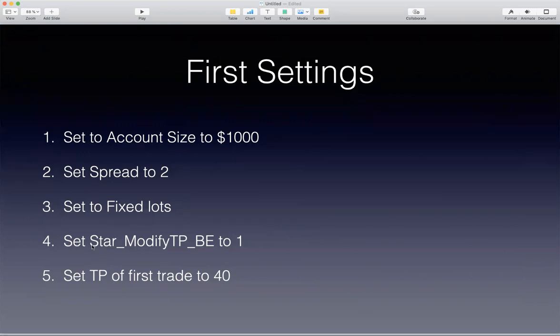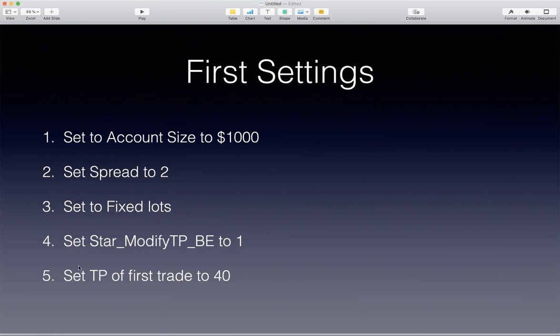And then set the start modify TP after break even to 1. This is very important. Why? Because at the beginning, we are not looking to make money on this. Like if we will have multiple trades, this will modify the break even. And we want that if we will have multiple trades, it will just exit at break even. So plus 1 pip. We are not looking for profits at the beginning on this first trade.